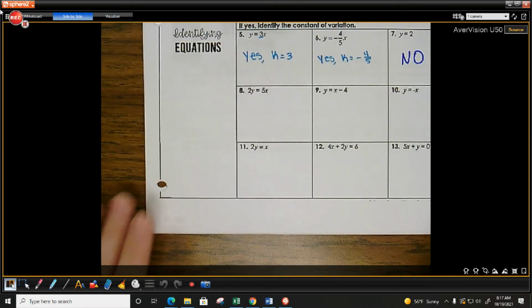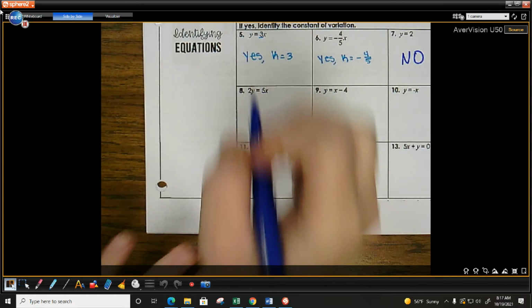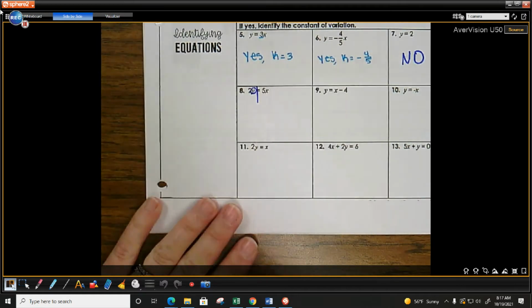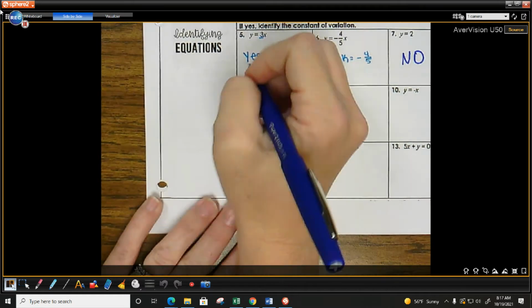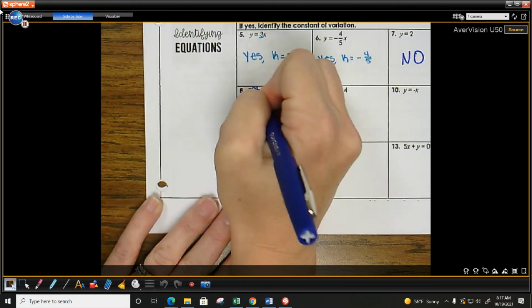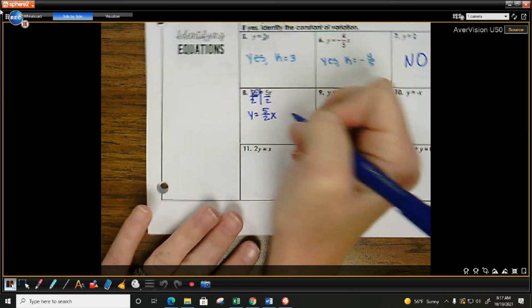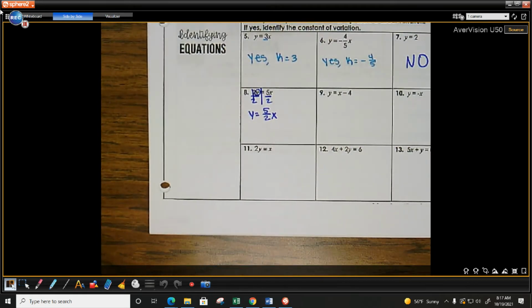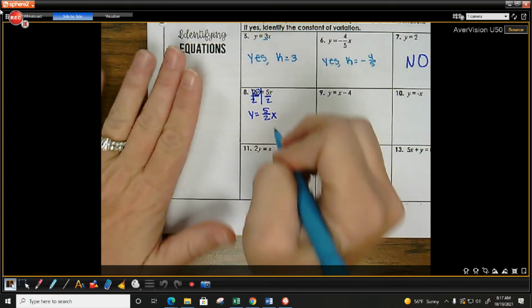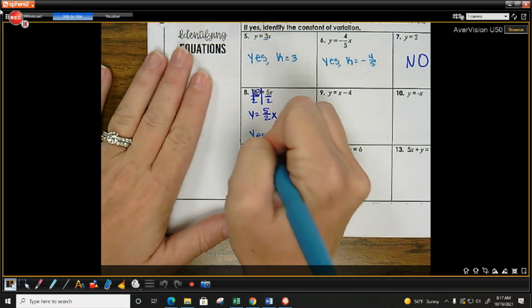Okay? Number 8. This doesn't say y equals, so what do we need to do? Solve for y. What am I going to do to get y by itself? Divide both sides by 2, and we get y equals 5 over 2x. Is this an example of direct variation? Yes. What is the k?